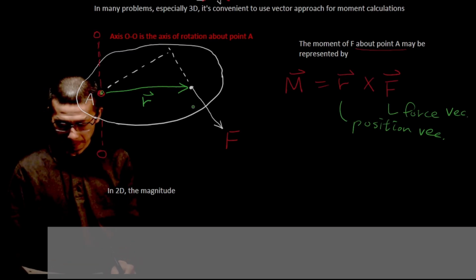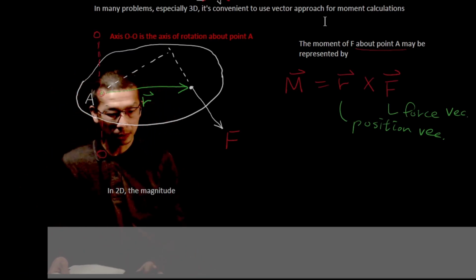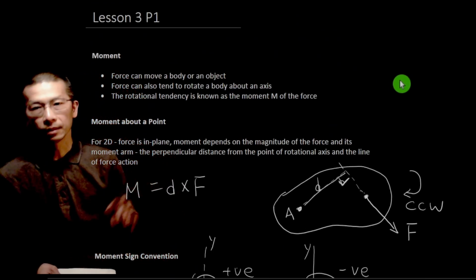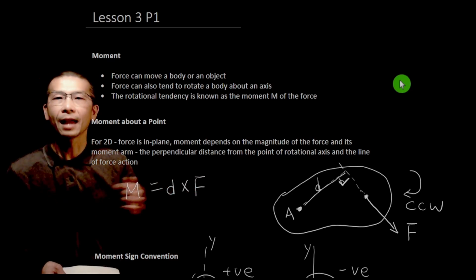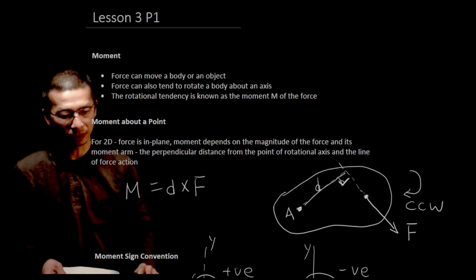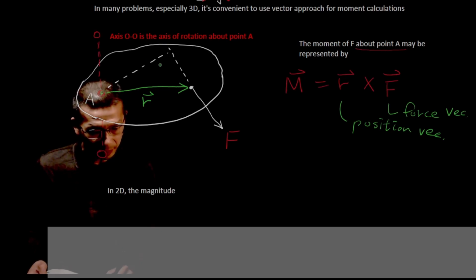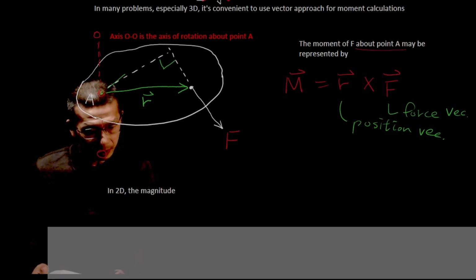Now, what if we want the magnitude? If I go back up, the perpendicular distance from the point of rotational axis and the force line of action. So now it's drawn here. To save time, I will draw right here. This here is 90 degrees. So the moment arm, and let's maybe use another color here. The moment arm is this D, right?